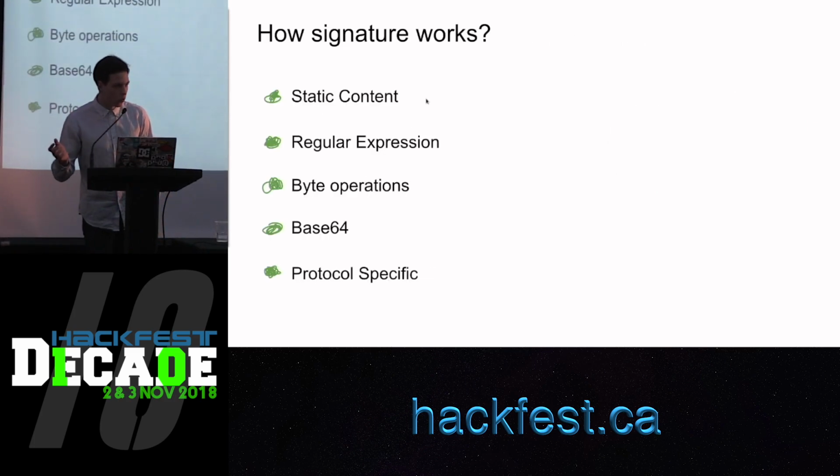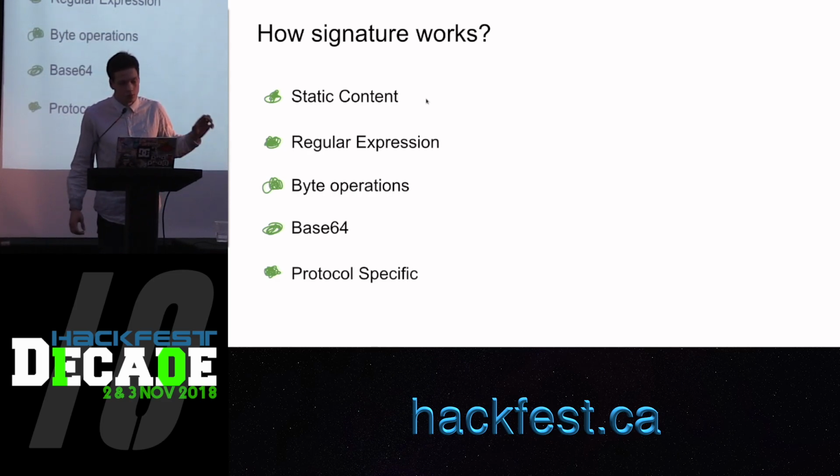A little step aside. What are signatures capable of? They can do many interesting things: static content checks, regular expression checks. They can do a plenty of binary operations like mathematics, byte jumps, byte extracting. They are also capable of some encoding stuff like base64 encoding and decoding. And of course, protocol parsers provide some options to the researcher, some protocol-specific keywords like HTTP method.